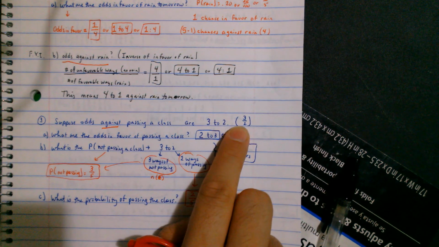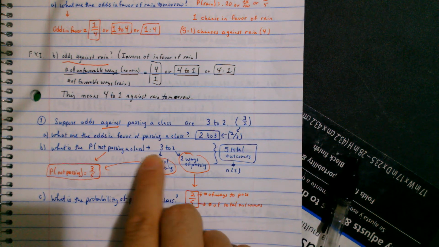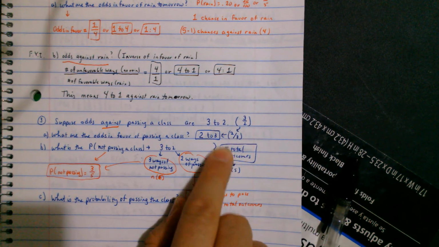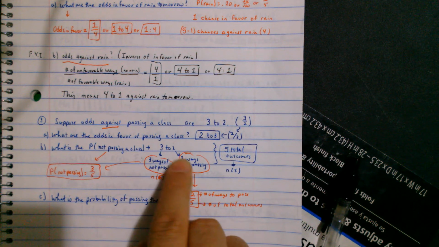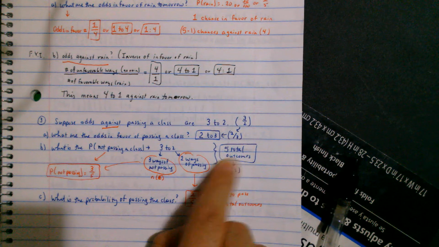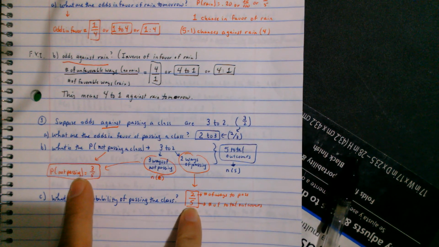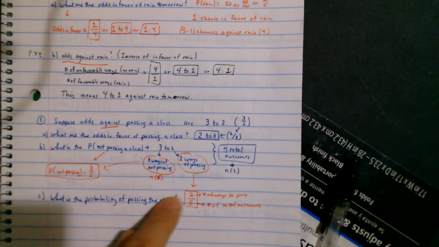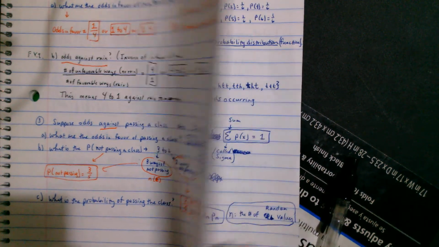What's the probability of not passing a class? Well, there are 3 ways you can't pass the class. 3 ways against you, and there are 5 total ways. So 3 out of 5 is the probability of not passing the class. The probability of actually passing the class would be 2 ways in your favor divided by the total outcomes. That's the probability of passing the class. Again, complement, because there are 5 ways total, 3 against you, 2 for you. It's the difference. So this should add up to 1. And that's how you do essentially complement and odds and probability.